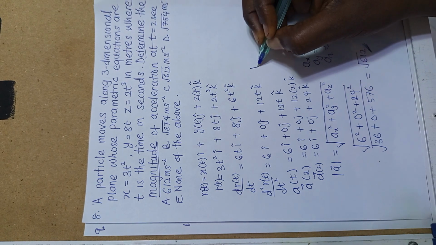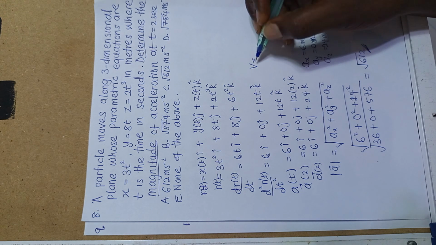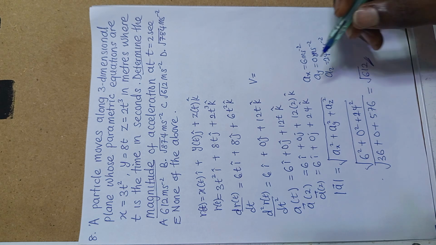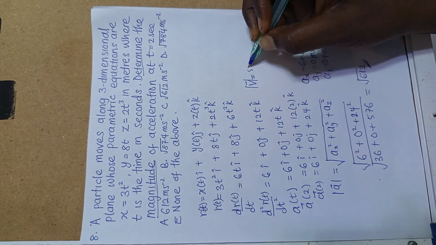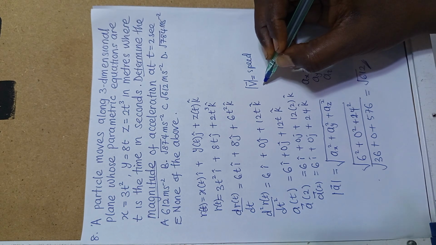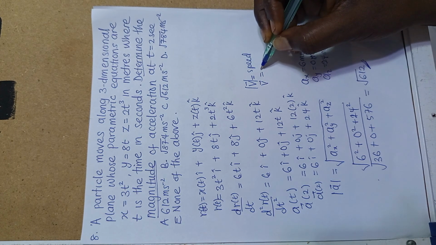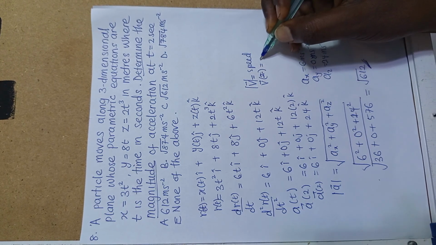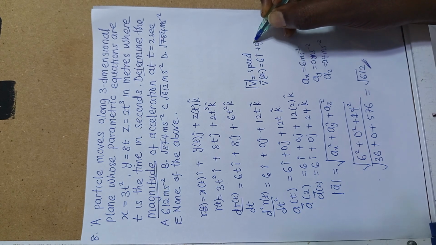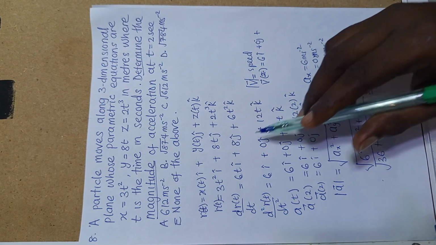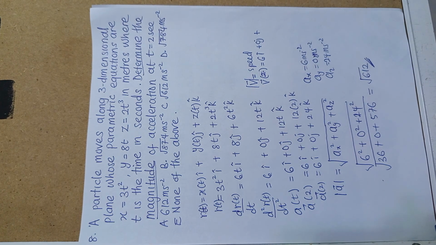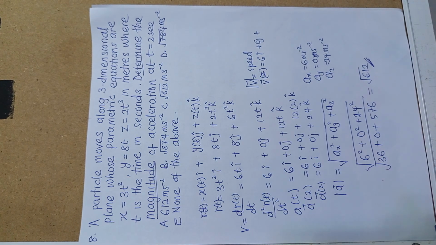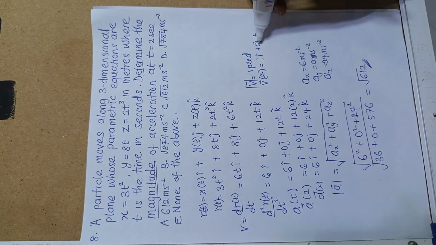But remember, let me do something here. If you are asked to find the magnitude of the velocity, the magnitude of velocity is equal to speed. So the magnitude of the velocity at this same 2 seconds will be... 6i plus 0j plus... no, we are going to use this one. This is velocity, not acceleration. So this one is wrong.